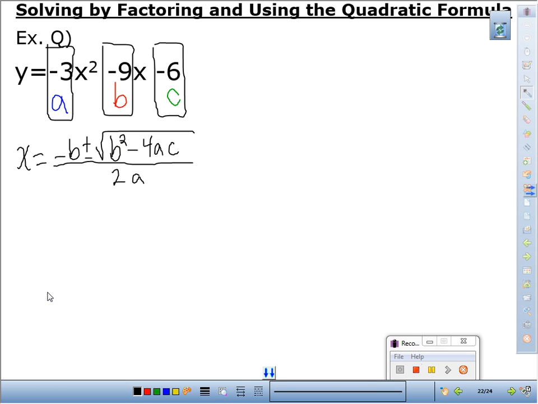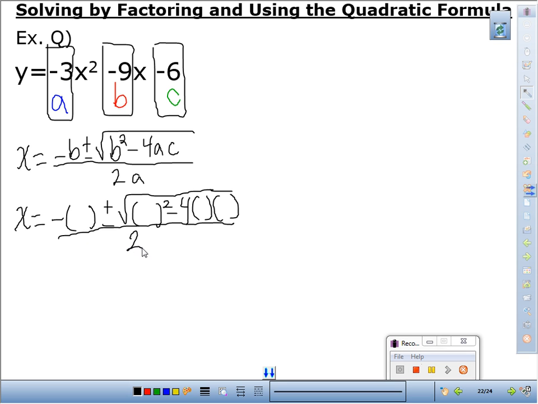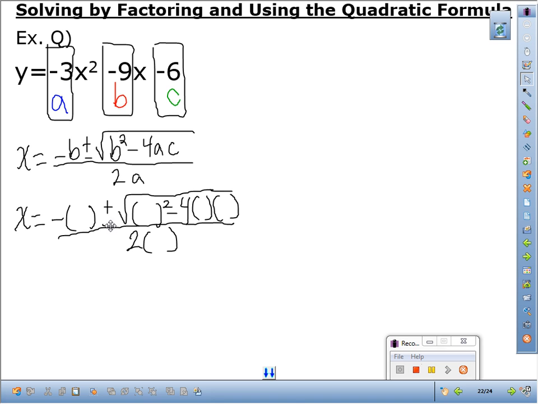To substitute, ever since we started substituting and evaluating expressions from the beginning of the year, I asked you to open up parentheses. Is that correct for variables? So check this out. Let's rewrite this. X equals minus parentheses plus minus square root parentheses squared minus 4 parentheses parentheses over 2 parentheses. Let me move the negative a little bit up. There it is. All right.